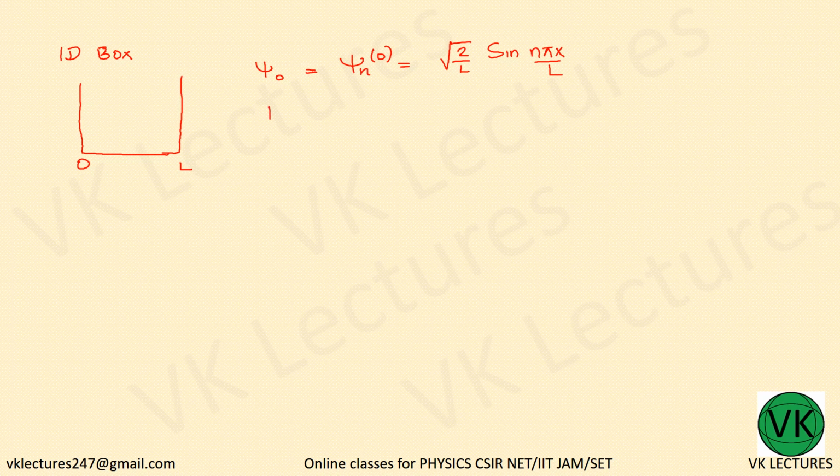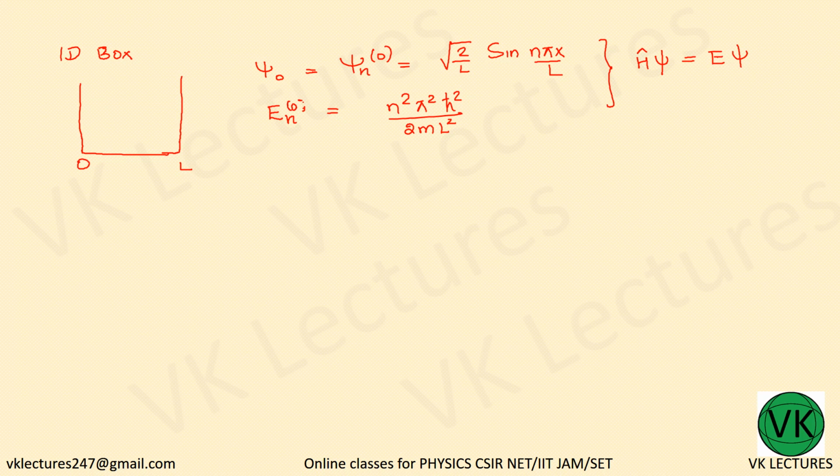Corresponding to that, we have En naught, which represents the unperturbed energy. It is given by n square pi square h cross square by 2m L square, where L is the length of the box. So this satisfies the equation H psi equal to E psi, where H is the Hamiltonian.